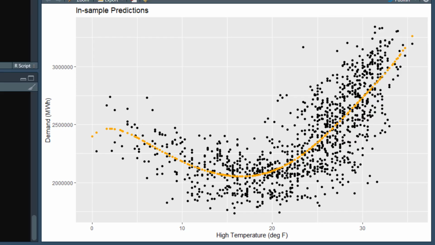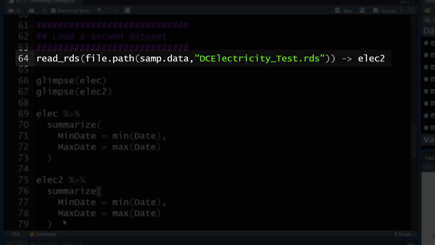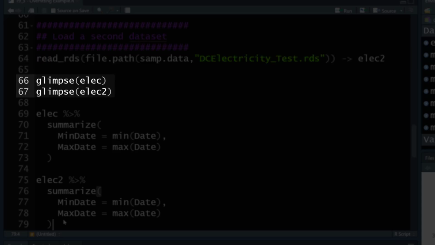I'm curious though, how this model would do predicting electricity demand in the future. So going back to my code, I have a second data file, dcelectricity_test.rds. I'll load that and save it in the elect2 file. I also glimpse both the original data and this new data file to see if they have the same information.